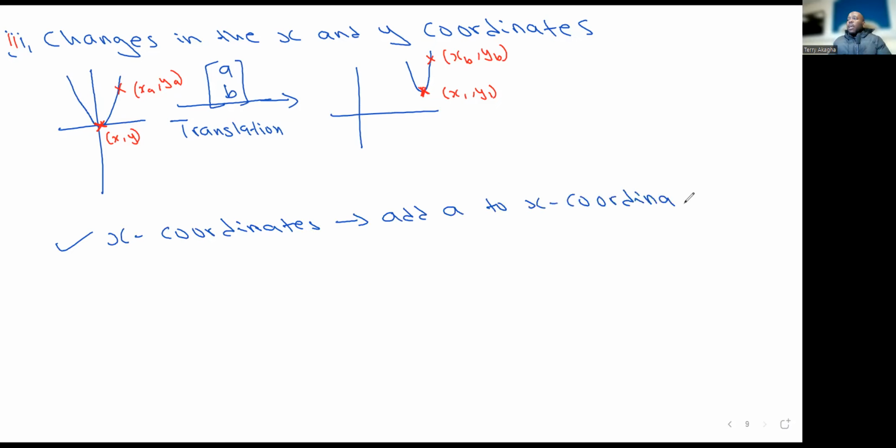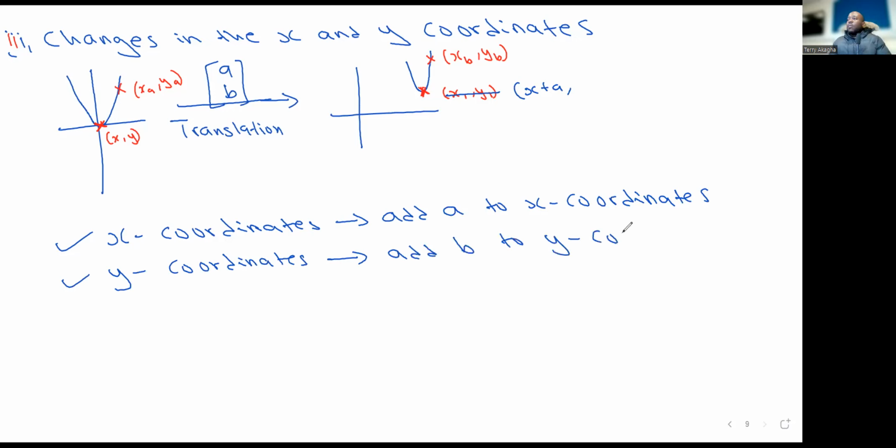Okay, so to get a new coordinate for X, you add A to the original one to give you this one. So that means if we want to do this now, we can rewrite this one. The new one is going to be X plus A. Are you seeing it? Now to get a Y coordinate, what you do, you add what? B to the Y coordinate. You add B to Y, and it's going to give you Y plus B.